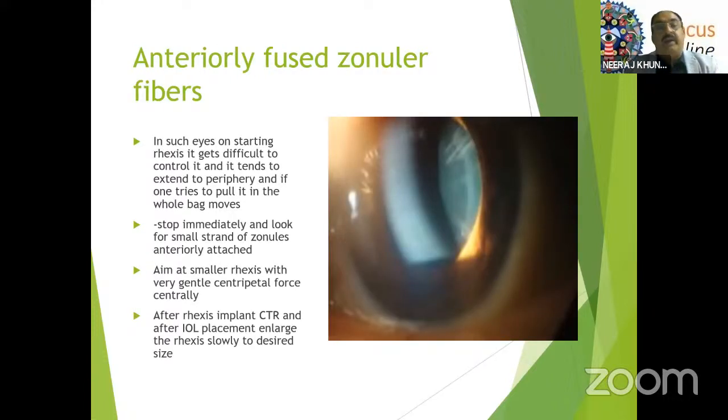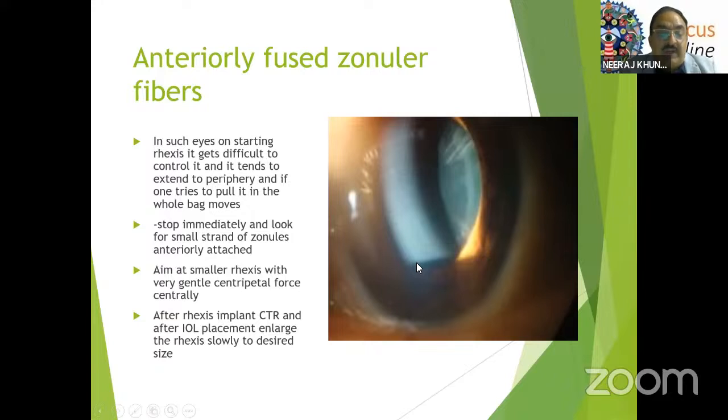Then we come to anteriorly fused zonular fibers. You can see these zonular fibers in such eyes. On starting rexes, it gets difficult to control it and it tends to extend to the periphery. And if one tries to pull it in, the whole bag moves. I think all of us must have experienced this particular phenomenon in these types of cataracts. So one has to judge this, see these zonular fibers and plan accordingly.